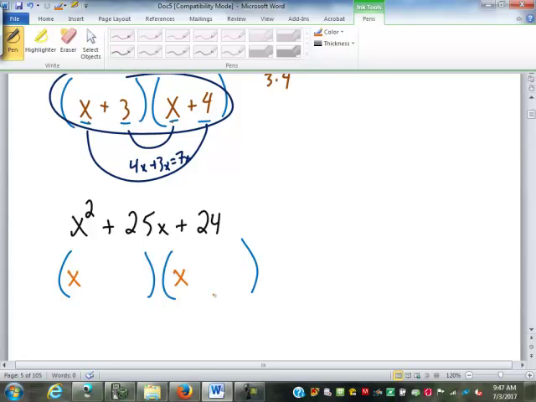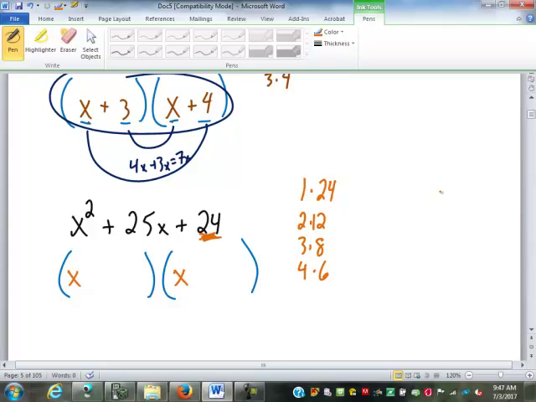Okay. We know we've got x times x to make x squared. That's going to take up the first spot in each side. Yep, in each spot. So what about that 24? You got it. We've got 1 times 24, 2 times 12, 3 times 8, 4 times 6. I ignored the negatives because the 25 is a positive.